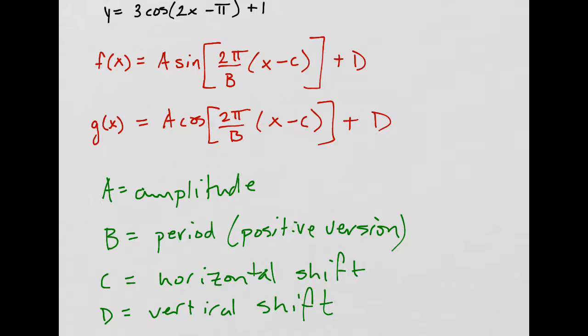A is amplitude, B is the period. It could end up being negative, but we're just taking the positive version because it doesn't matter whether it's negative or positive because it goes in both directions. C is the horizontal shift, and D is the vertical shift. So this should be fairly simple. All right, let's get it going.